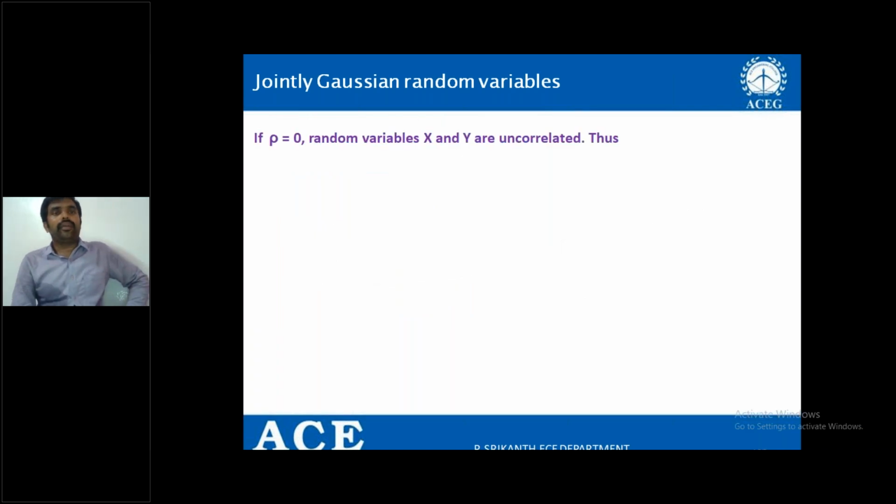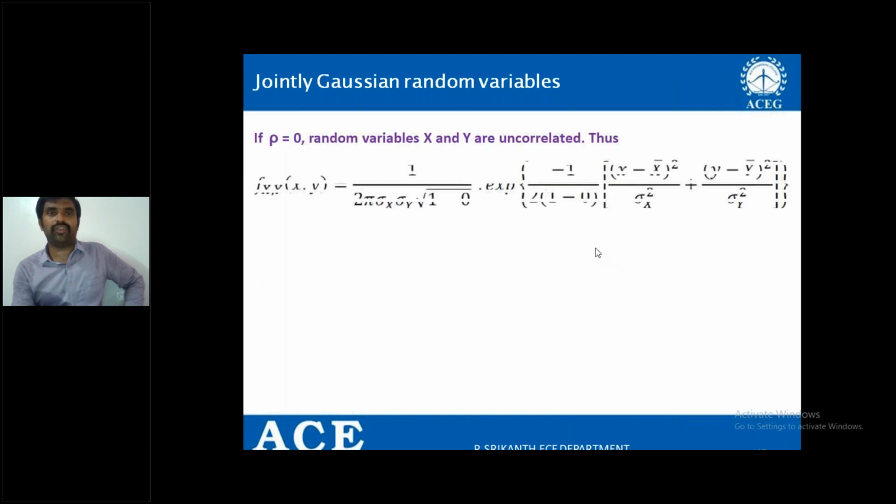Now, if rho equal to 0, the random variables x and y are called uncorrelated. This part we have discussed in the last session. If the correlation coefficient is 0 or the covariance equal to 0, then the two random variables are said to be uncorrelated. So what I can write here: if I substitute rho equal to 0 in the expression of the bivariate density function, or joint density function, of two random variables x and y, what is happening here?